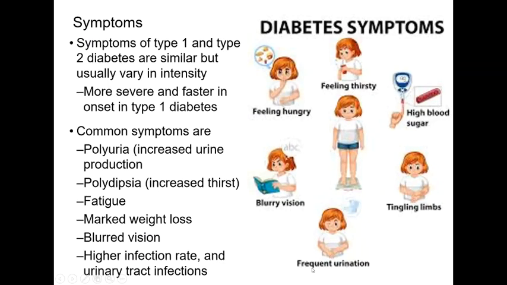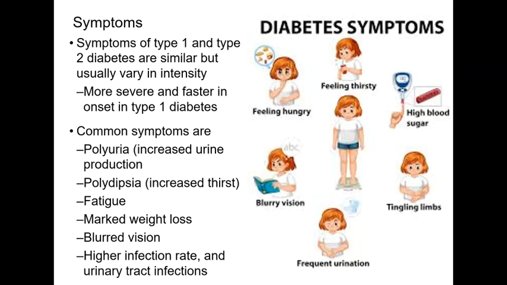Now coming to symptoms. The symptoms of the two types of diabetes are the same. They are similar, and they differ only in their intensity. That is, the symptoms are more severe and they appear faster in type 1 diabetes as compared to type 2 diabetes. In type 2 diabetes, the symptoms are relatively mild and they slowly increase over a duration of several months or years.